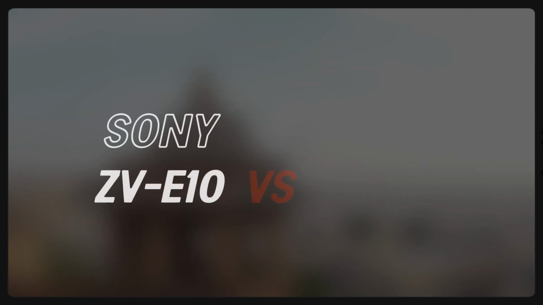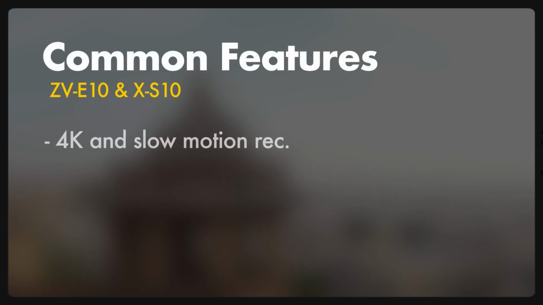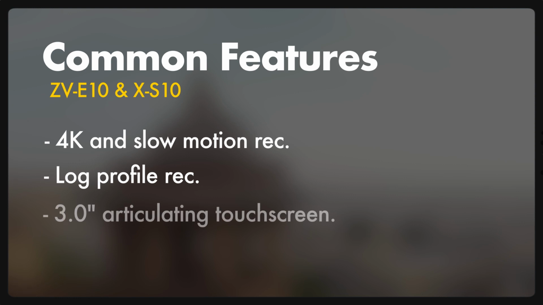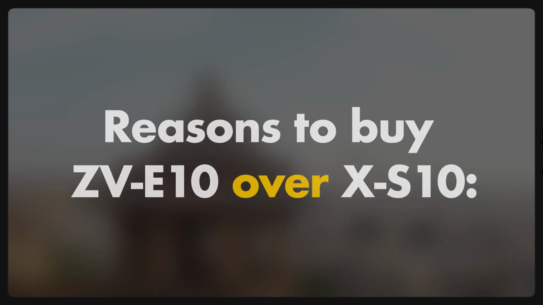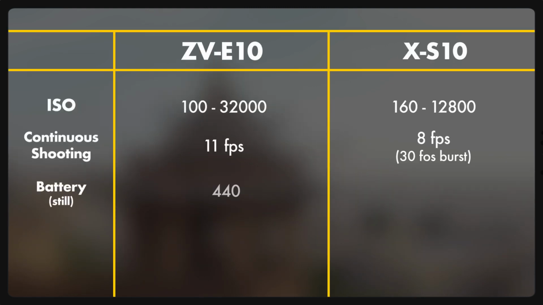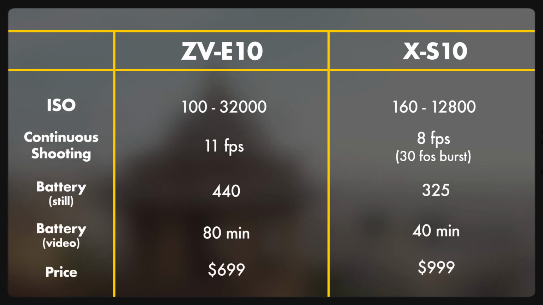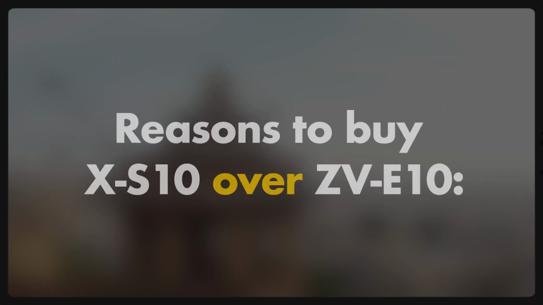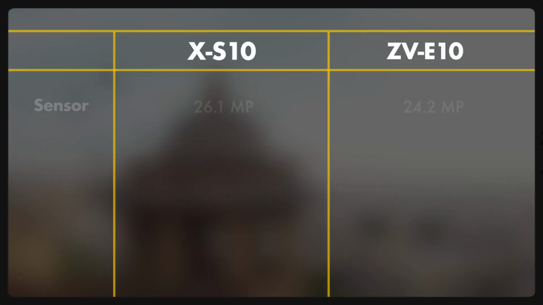Moving on to Sony ZV E10 and Fuji XS10, both the cameras can record 4K and slow motion videos. Both have the log profiles, both have a 3-inch articulating touchscreen, and both have 425 AF points to choose from. However, here are a few things that are better in Sony ZV E10 than the Fuji XS10. Better ISO, 11 fps of continuous shooting, better still battery life, better video battery life, and obviously a difference of $300. But other than these specs, XS10 leads in every way.